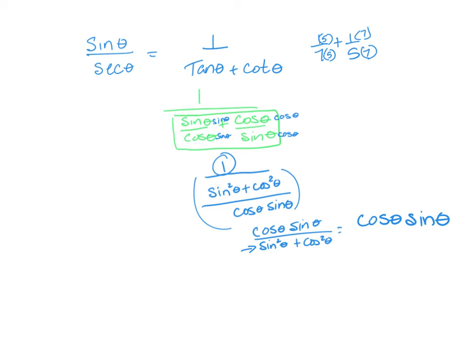Well, it still doesn't exactly look like the left side. So let's just do a little bit of looking. If secant is in the basement and I want to bring him up to the upstairs, what does he turn into? Who is secant the reciprocal of? A good guess, isn't it? It's the reciprocal of cosine. So now I have that this side equals that side.